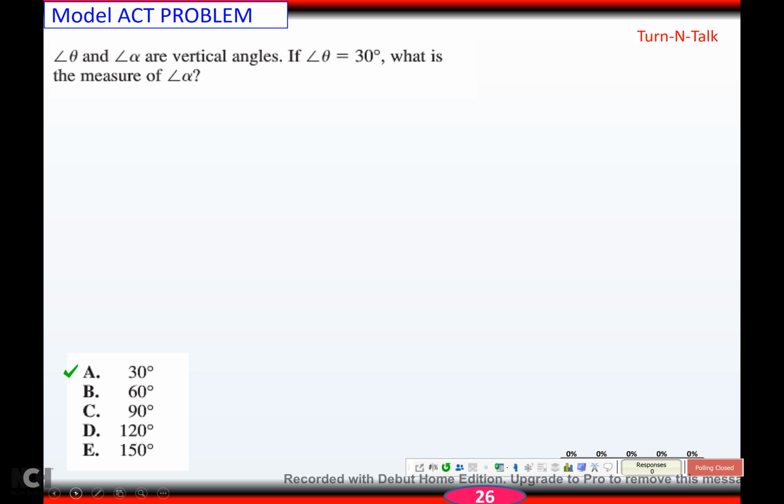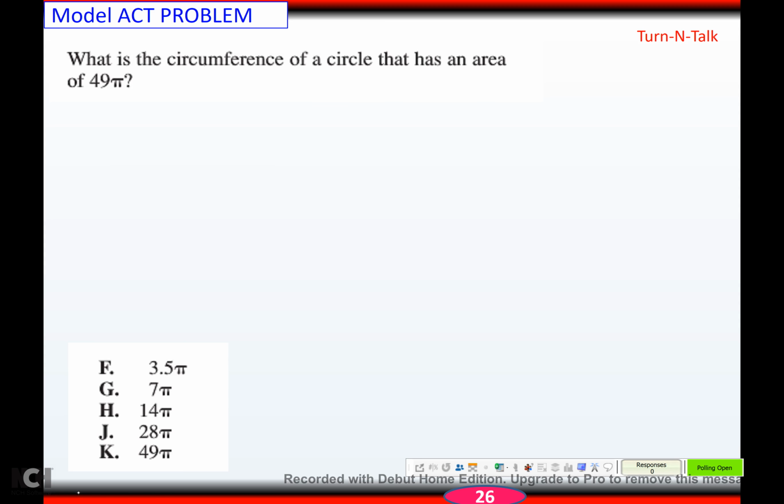And hopefully you got 30 degrees. It says angle theta and angle alpha are vertical angles. So that would be theta, that would be alpha. It says if theta measures 30 degrees, what's the measure of angle alpha? Well, they're vertical angles, so it has to be 30 degrees because vertical angles are equal. Okay, try this one, hit pause, come back when you're ready.